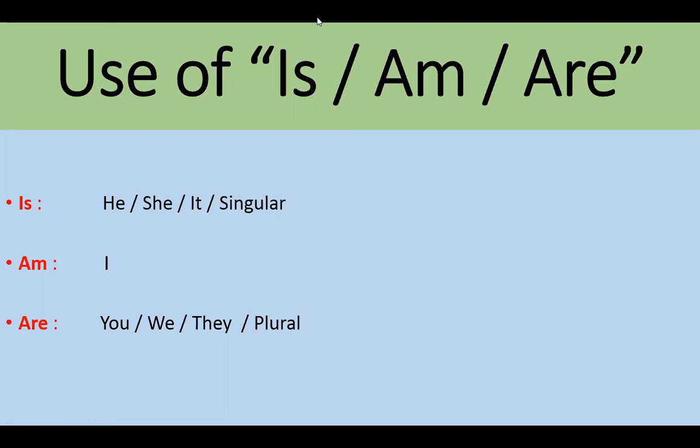Yes, Shanti is raising her hand. Yes, Shanti, you may use your mic. Miss, being is always used in continuous tense. Yes, we have three helping verbs for present continuous tense, and these are is, am, and are. Is, am, and are are the helping verbs for present continuous tense.